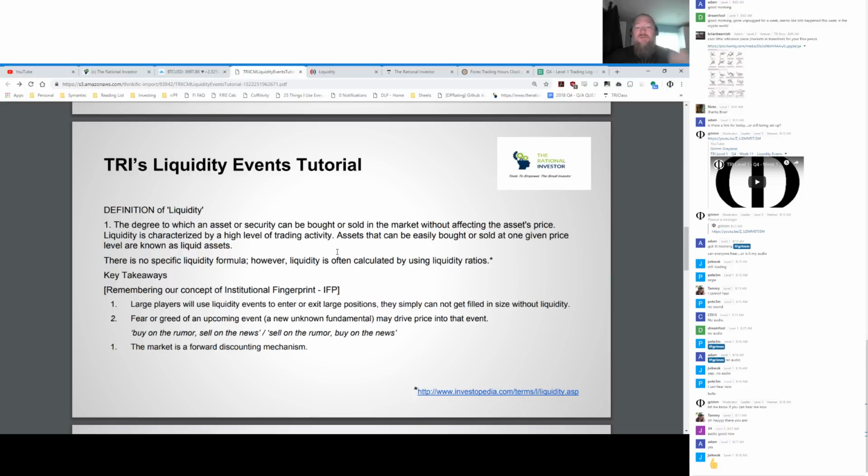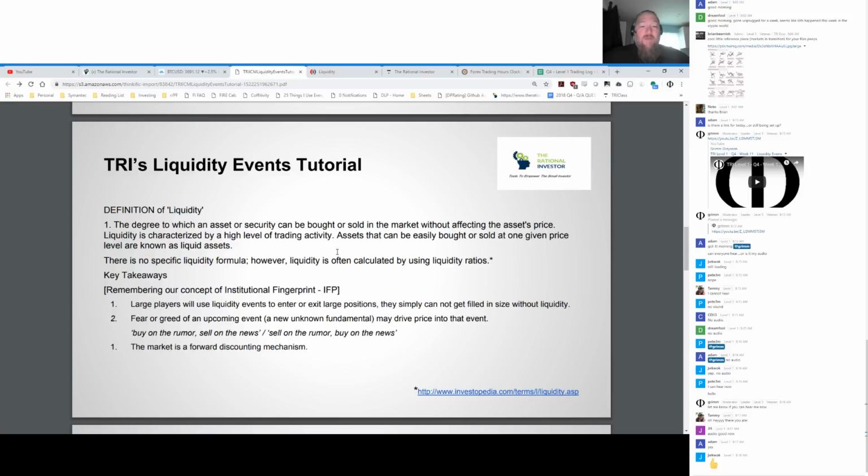Large players will use liquidity events to enter or exit large positions, right? They know that they're not going to get fills without moving the market price at times of low liquidity. And so they'll look for these high liquidity events to unload their short or long positions. So it's a very volatile time.